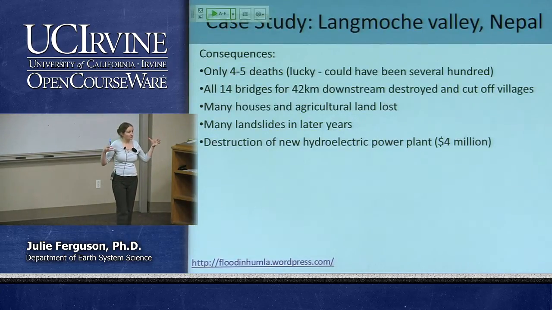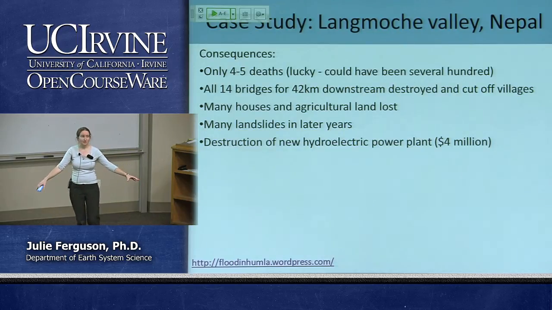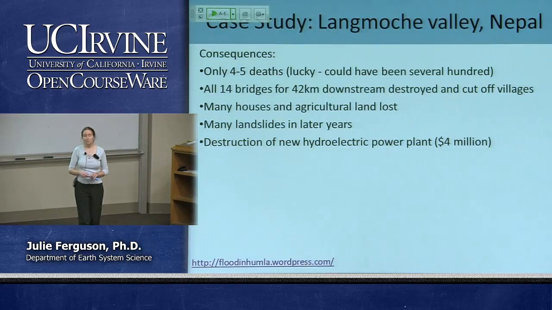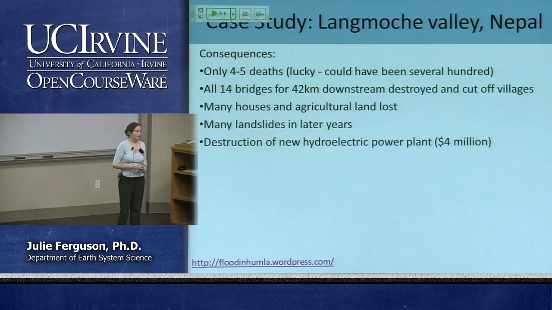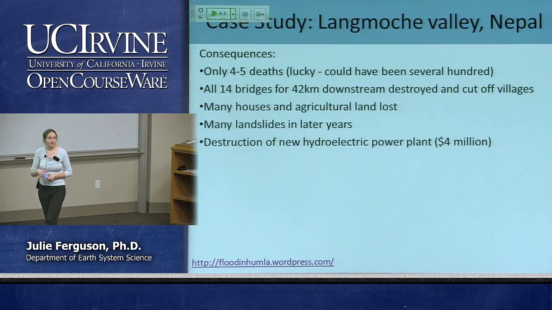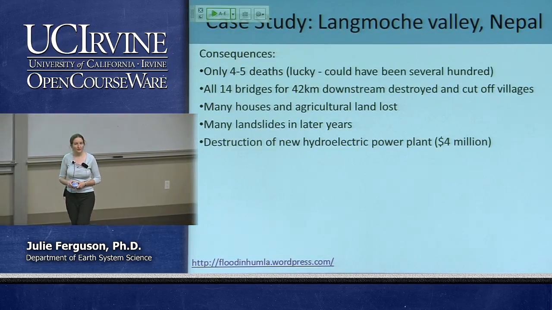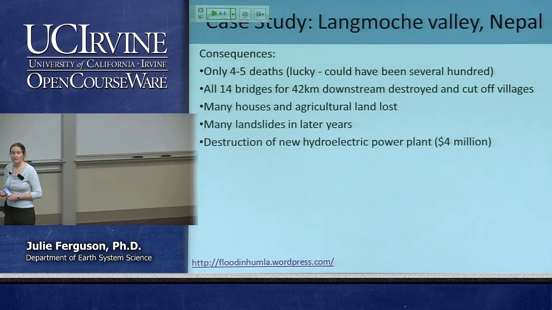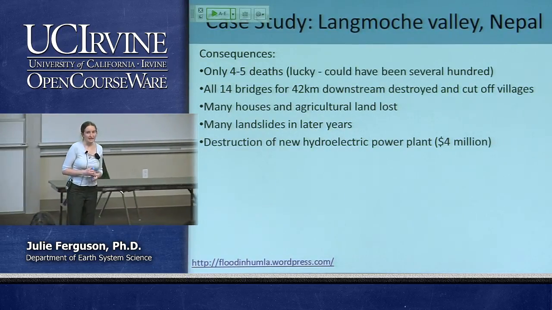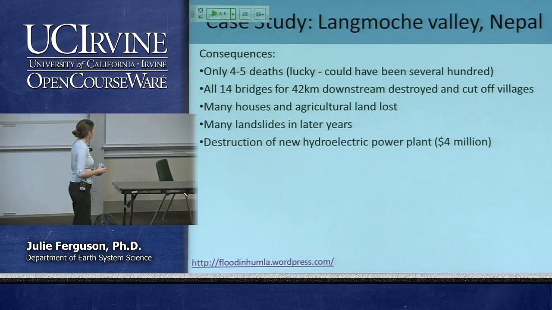Also, the fact that we had all of this water moving down erodes the sides of the mountains, and that makes the slopes much more unstable. So in subsequent years, we get a lot more landslides as well, which is also something that we have to deal with. And more importantly, and why this became a significant event, was that it destroyed a lovely new hydroelectric plant that was basically just finished. It cost $4 million, which was a big deal for Nepal in 1985. This was the first thing that really got Nepal and other countries around here to pay attention and to really think about the hazards as a result of these lakes and to think about trying to monitor them more carefully.